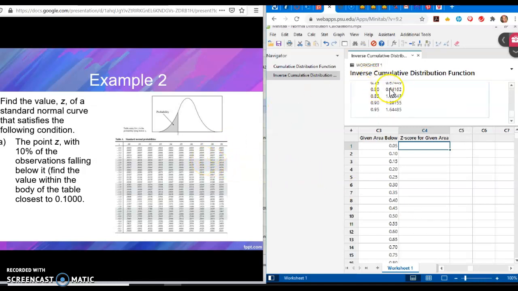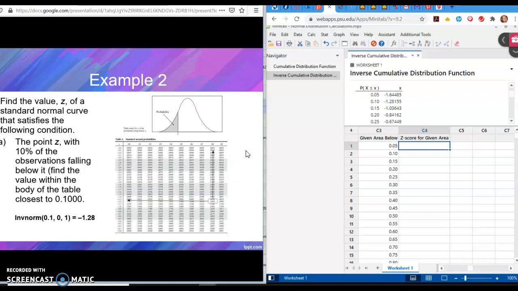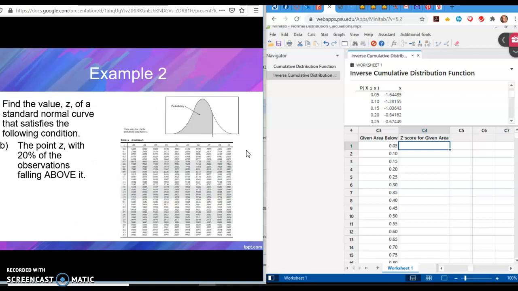And what I'll notice is it gives me the z-score, which Minitab calls X, the z-score for the given areas below. So for 10% below, we can see when X is less than or equal to 0.10, the corresponding z-score is negative 1.28. In the other example that we did this morning, we said what point Z has 20% of observations that fall above it.